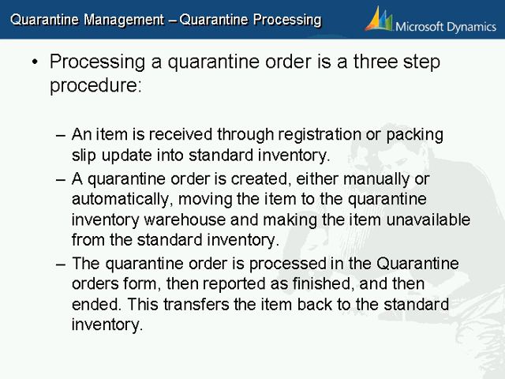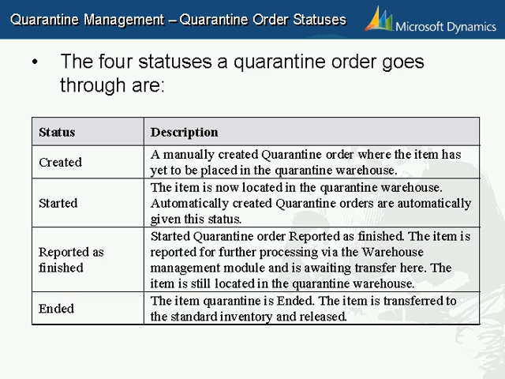So, quarantine management, it means that items are temporarily kept from the standard inventory transaction, from the movement and selling. Here you can see four status of quarantine order. Created, started, reported as finished, and ended. Quarantine order gains a status created when it is manually created in the form quarantine order. So you can manually create a record in the quarantine order form, and this record will gain status created.